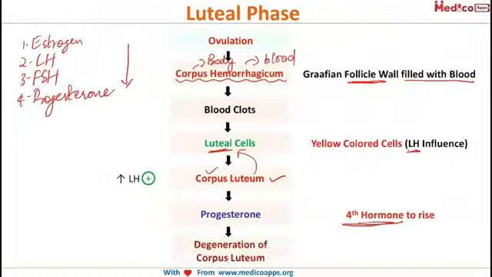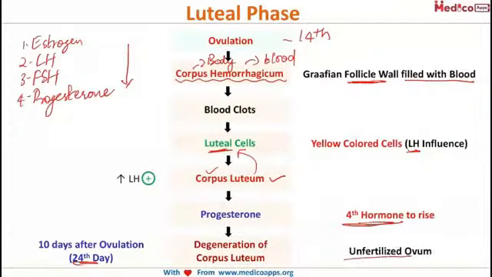Ultimately, this progesterone results in the degeneration of corpus luteum. Okay, and this occurs 10 days after ovulation, that is on the 24th day, because ovulation is occurring on the 14th day, right? So degeneration of corpus luteum occurs exactly 10 days after that. It will be the 24th day of the cycle. All of this occurs obviously when there is an unfertilized ovum, right? However, if there is fertilization, it proceeds into pregnancy. That is a whole different topic.